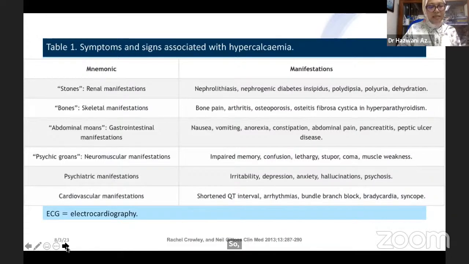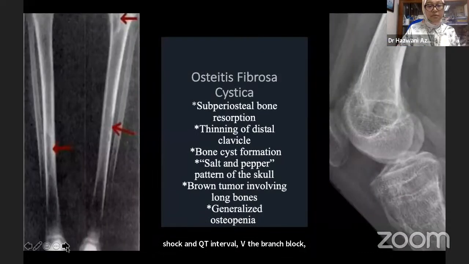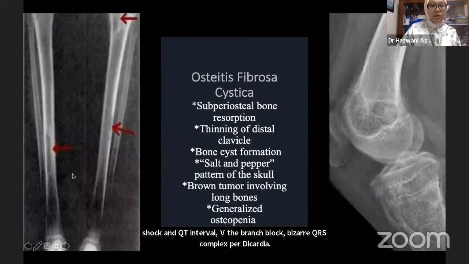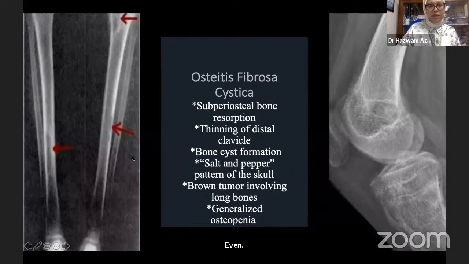And then in severe hypercalcemia, they might come with neuromuscular manifestation in the form of impaired memory, confusion, low GCS, stuporous, and whatnot. Some of them might come with irritability and depression prior to severe neuromuscular manifestation. In the ECG, it is also vital for us to see particularly shortened QT interval, bundle branch block, bizarre QRS complex, bradycardia even.